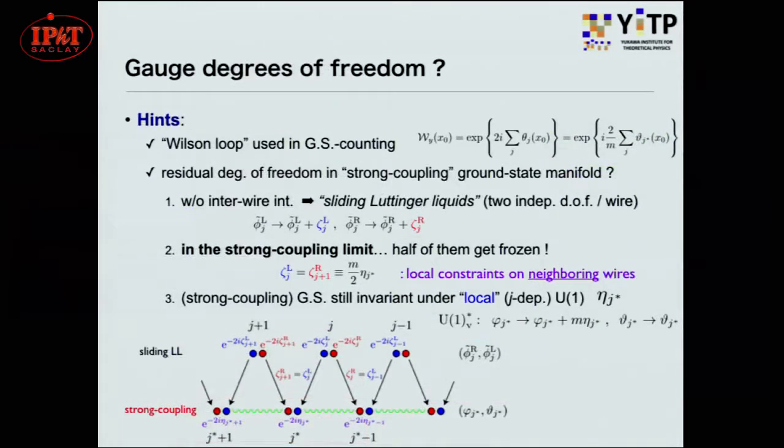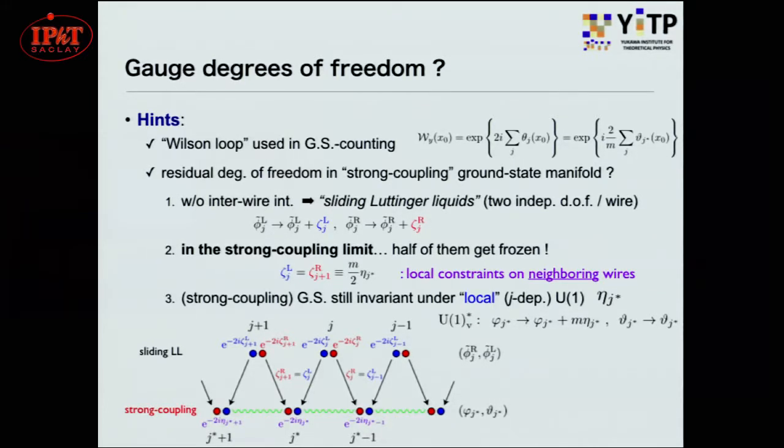Okay, so now we are ready to identify the gauge degrees of freedom. In the absence of interwire interaction, we have a sliding Luttinger liquid. So the system is invariant under some shift of the chiral degrees of freedom, phi L and phi R. These two are independent from each other, so we can do the same thing for all the chains. So we have, in total, 2N independent continuous transformations.